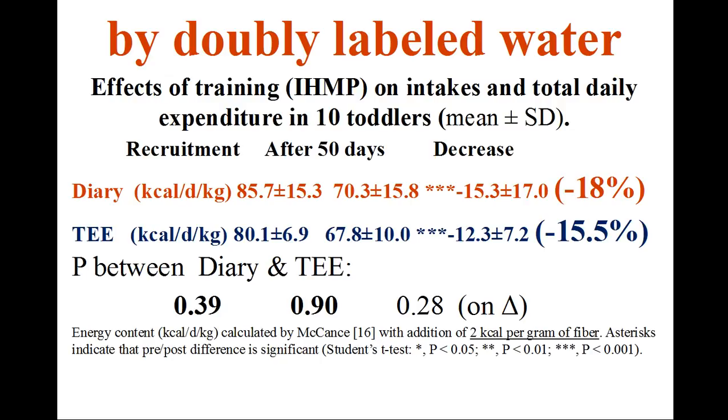These findings validate energy intake reported by diary. Even more important, these decreases reject the null hypothesis between demanded and scheduled, conditioned, meals. The 10 toddlers acquired low MBG in association with insulin sensitivity, thanks to practicing IHMP.